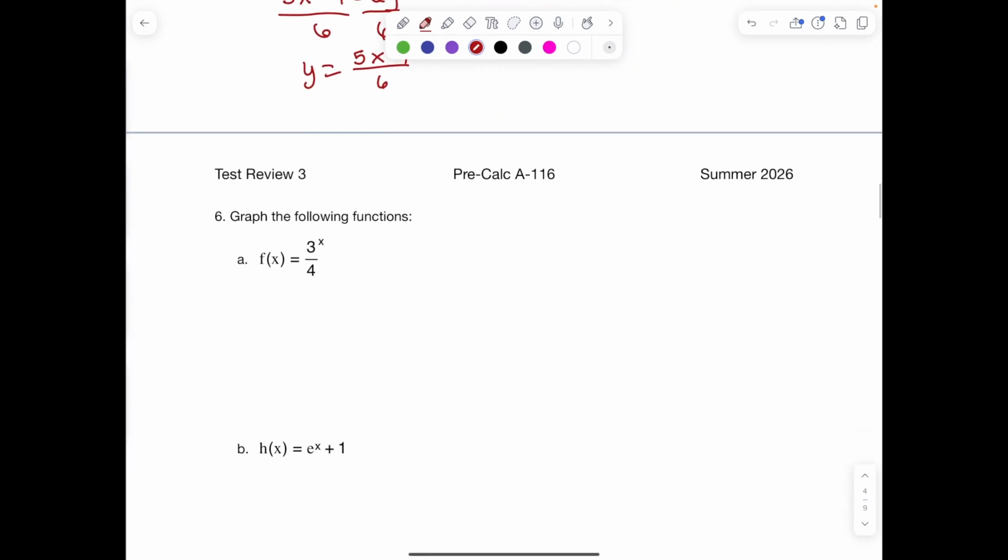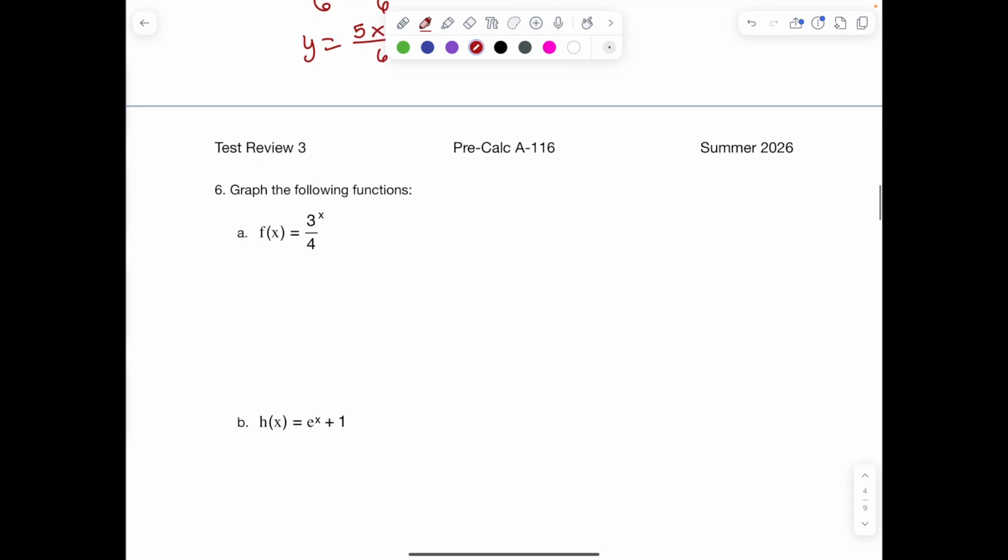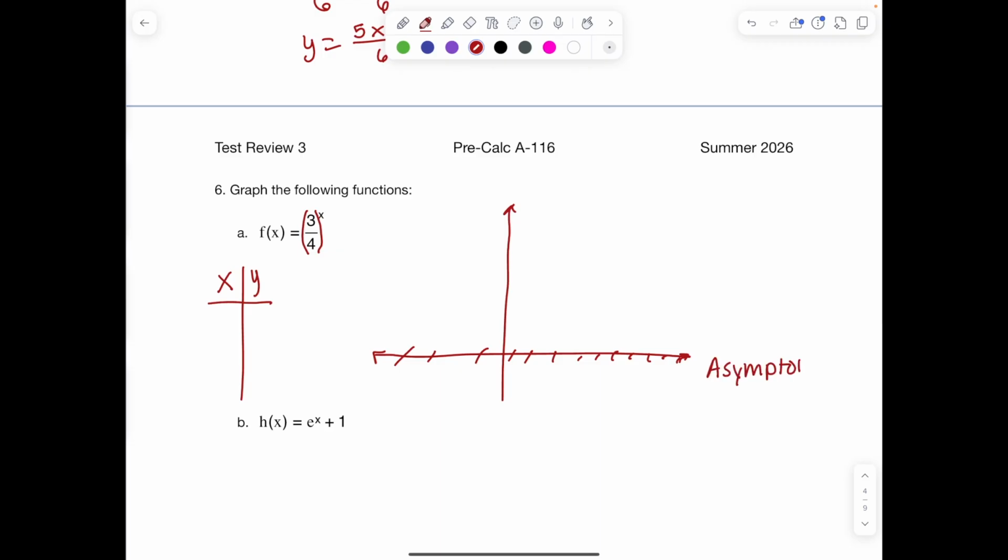Okay, so problem 6 is asking us to graph the following functions. When I transferred it over, it didn't transfer one-to-one, so some of the notation's a little off. But we're asked to graph 3/4 to the x power. So let's have our graph here. Okay, so I am telling you that there's an asymptote for exponentials here along the x-axis. So asymptote of y equaling 0. And if you're unsure about that, make sure to review the lecture videos.